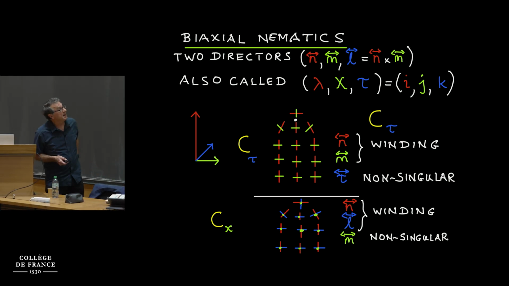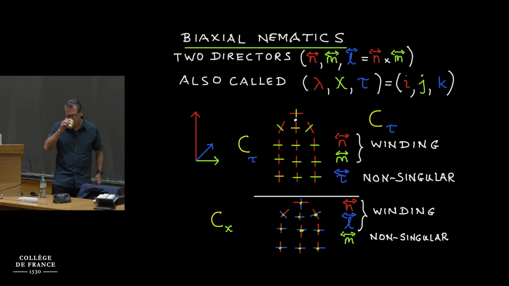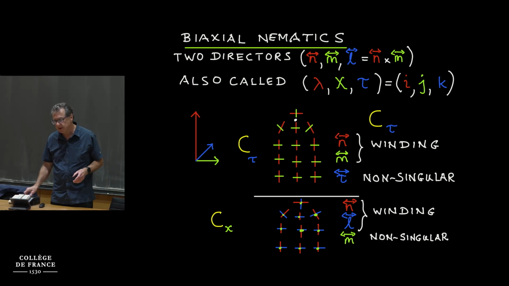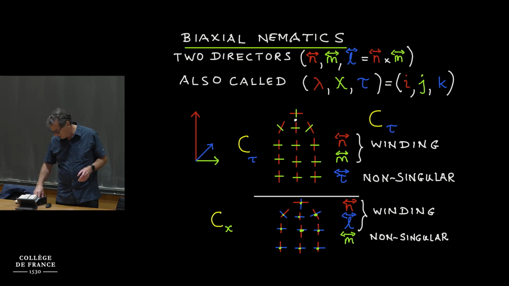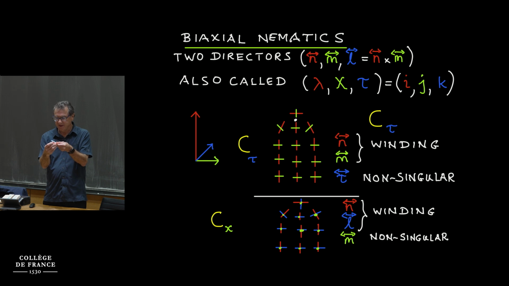But there's another very, very interesting class of systems where you have not one, but two director fields. And it goes by the name of biaxial nematics because of the two director fields. So you have one director like this, and then you have another director like this. And then you have a third because you can take the cross product. And these two directors are different. You have to take account of both of them.